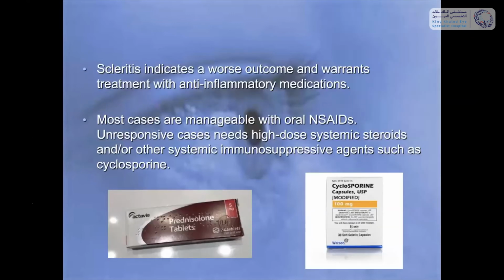If we are dealing with scleritis, scleritis, as you know, indicates a worse outcome, and it needs an anti-inflammatory medication. Usually, oral non-steroidal anti-inflammatory medication is adequate, but if it fails or is not enough, then we go to high doses of systemic steroid. Plus or minus systemic immunosuppressive agents like cyclosporine to control the scleritis.